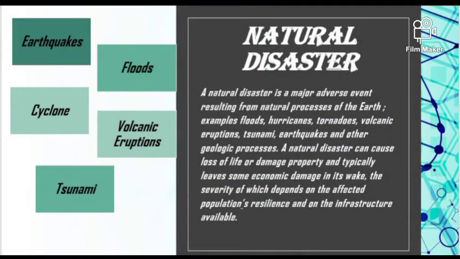Natural disasters. A natural disaster is a major adverse event resulting from natural processes of the earth. Examples: flood, hurricanes, tornadoes, volcanic eruptions, tsunami, earthquake, and other geological processes. A natural disaster can cause loss of life or damaged property and typically leaves some economic damage in its wake, the severity of which depends on the affected population, resilience and the infrastructure available.